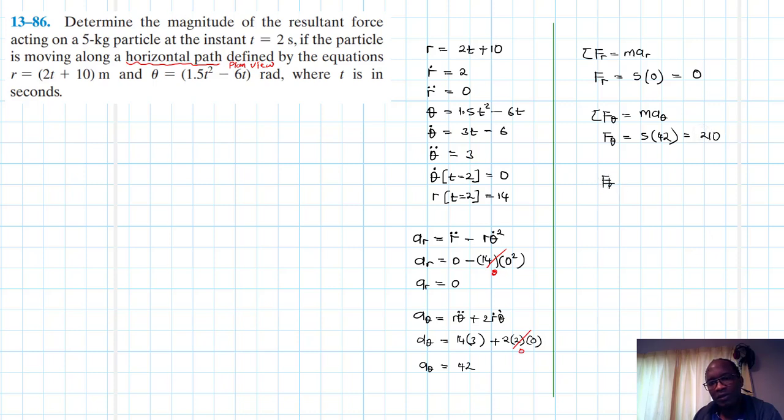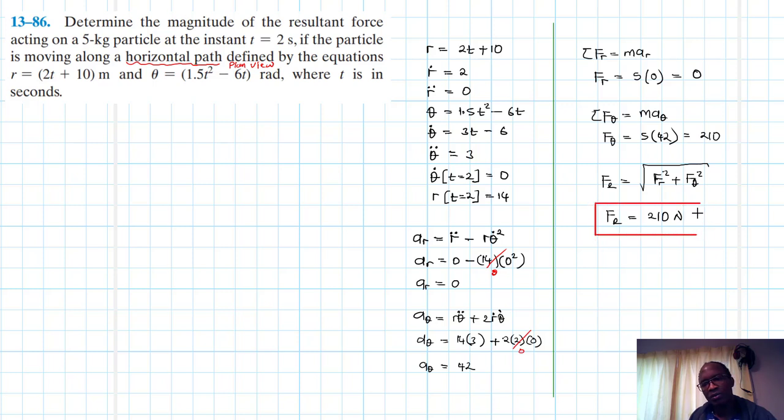Therefore our resultant is just equal to the square root of Fr squared, small r there for radial, plus F theta squared. Therefore our resultant will just be equal to 210 newtons. Okay, I guess this is about it. We found the resultant, the magnitude of the resultant force acting on a 5 kg particle.